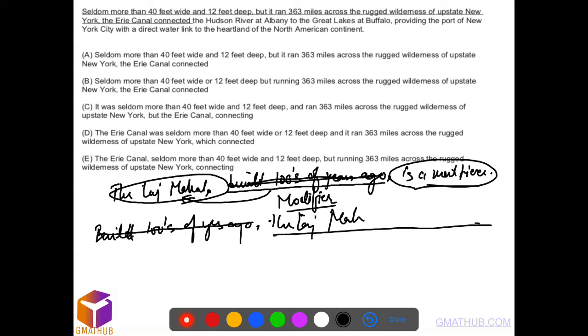Okay, so in E, let's say we strike off the modifier. What is left of the sentence? The Erie Canal, connecting the Hudson River at Albany to the Great Lakes at Buffalo, providing the port of New York City with a direct link. So it's not a full sentence. There is no verb here. It's called a fragment. Read it again, you'll see it's not even a sentence. B is the right option.